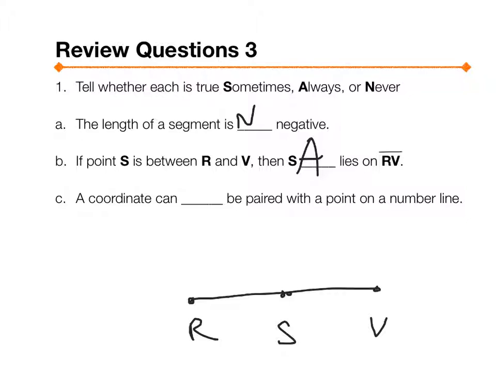A coordinate can sometimes, always, or never be paired with a point on a number line. This is always. A coordinate always has to be paired. A coordinate is always paired with a number on a number line.